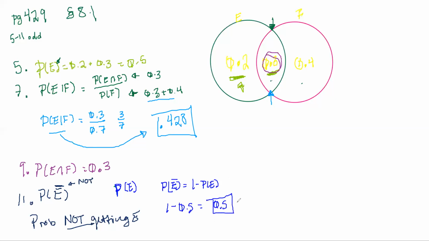So this is equal to P not E. So the chances of getting E are 1/2, and the chances of not getting E are 1/2, and that makes perfect sense because if you add them together, it's 1, which is the chance that either you get E or you don't get E. And that makes sense because there's really no third option.